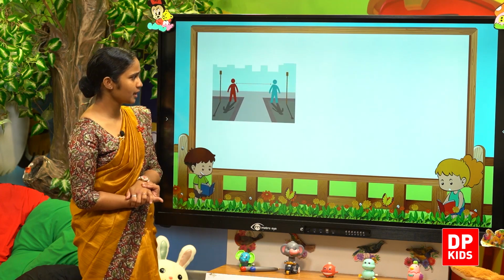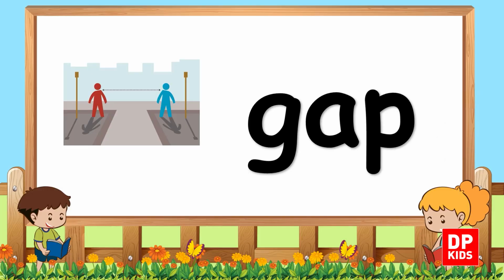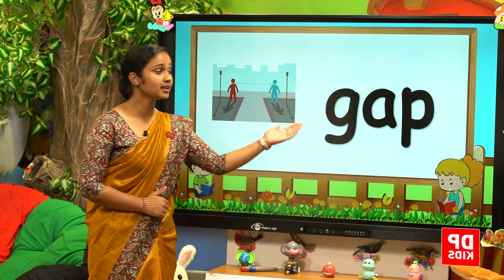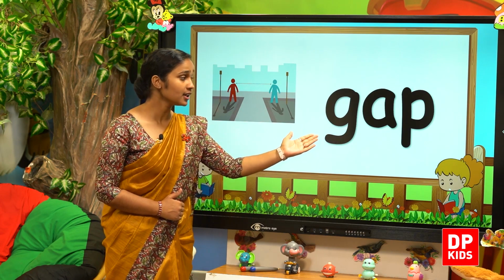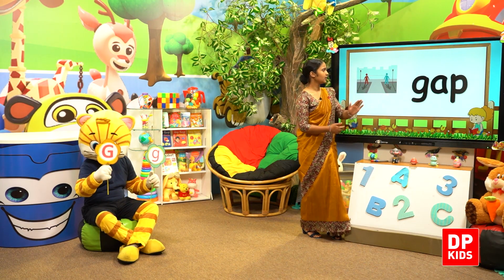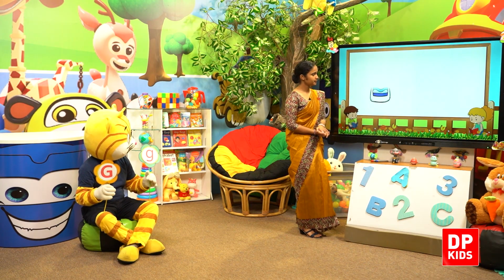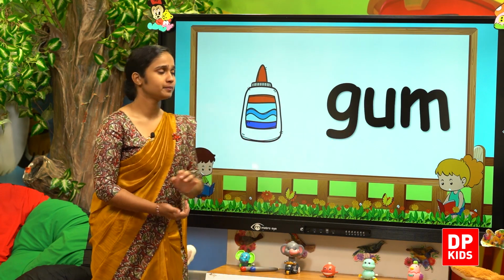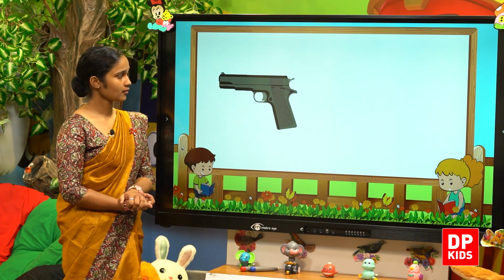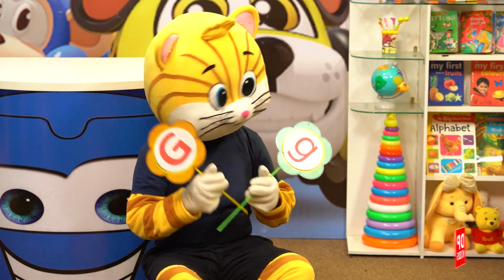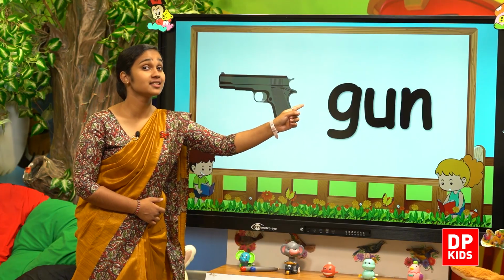What is our first word today? The space between two people. How do we say that? G. Gap. G. Gap. Gap starts with the letter G. We'll go to the next word. Yes, this we studied. G. Gum. G. Gum. Kitty, what is this? G. Gun. G. Gun.